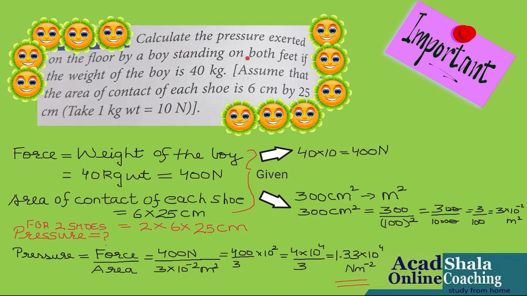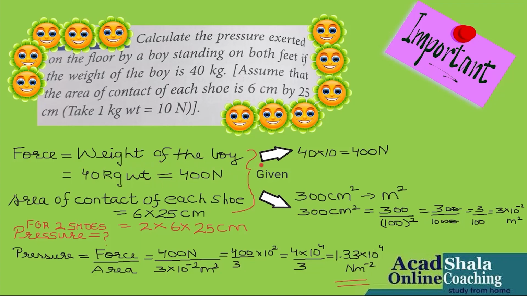Now over here, after reading the numerical, I have come to know each and every step. First, force: I have understood that force is nothing but the weight of the boy who was standing on both feet, and how much weight was that? That is 40 kg. So I have written 40 kg weight. That means 40 kg weight has been converted into 400 Newton.